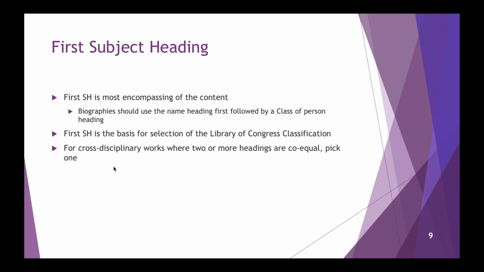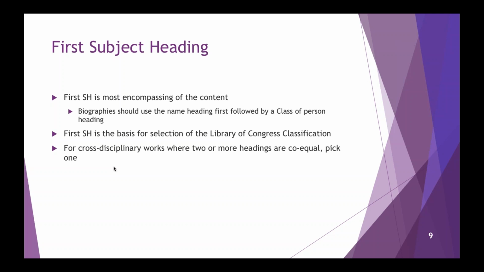And when we're doing biographies, when we're dealing with biographies, the name heading should be the very first subject heading that you use. So when you have a biography of a person, you would go to the name authority file and find their access point, and you will use that in the 600 field. That will be the first subject heading, not because it's 600, rather because it's a biography about that person, and so that person is the most encompassing of that content.